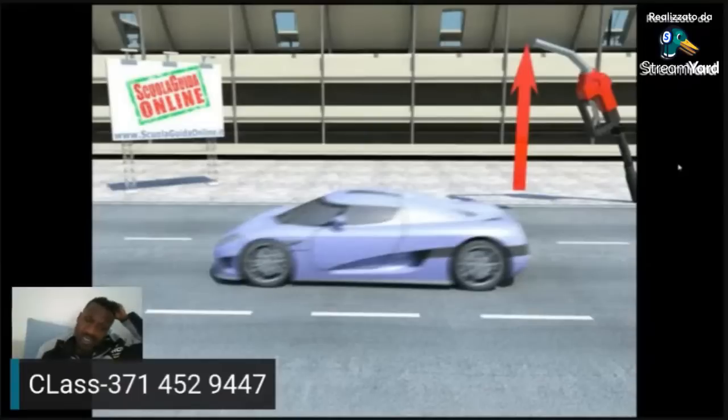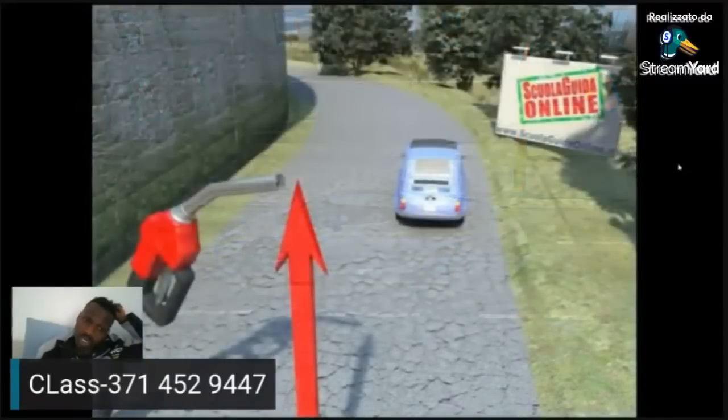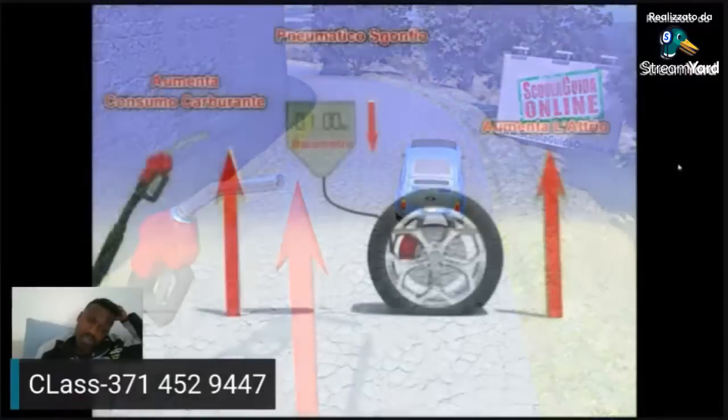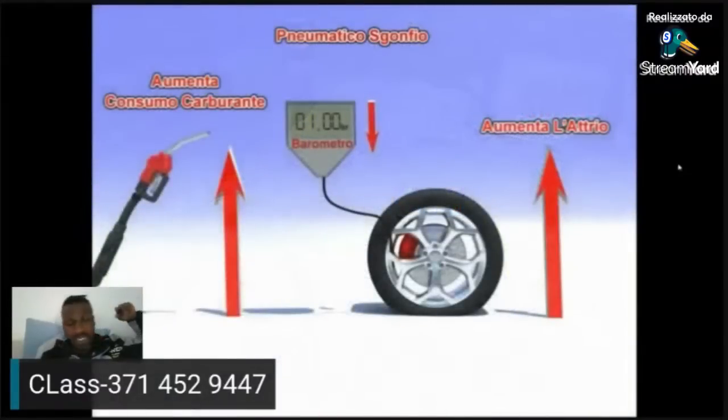When we accelerate, we increase the consumption of the fuel. Accelerating too much also increases the consumption of the fuel. When we increase our speed and reduce it and then increase it again, it also increases the consumption of the fuel. These are a few things that also increase the consumption of the fuel.